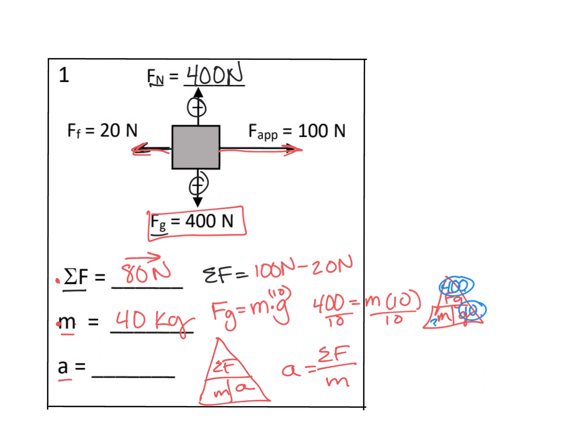So I will take the net force, which we figured out was 80, divide it by the mass, which we just figured out was 40. So I'm going to take the 80 divided by 40. That gives me an acceleration of 2 meters per second per second.